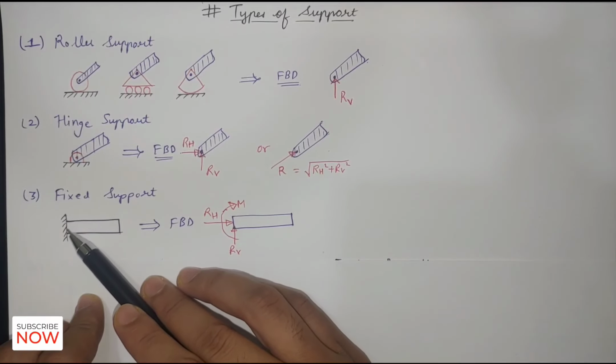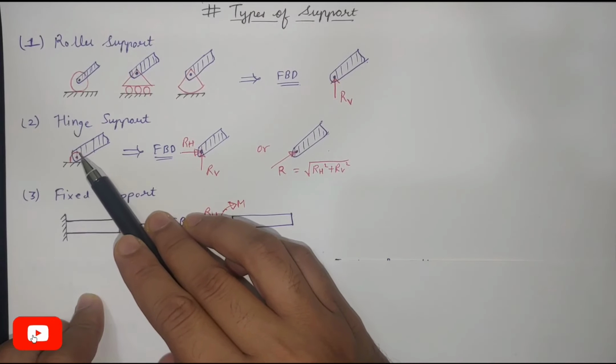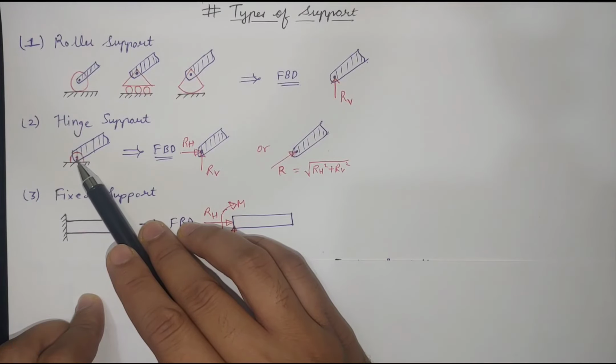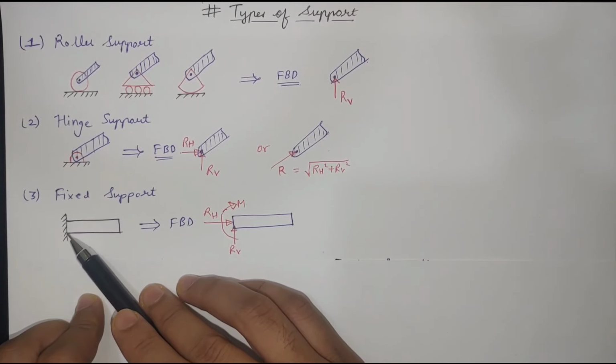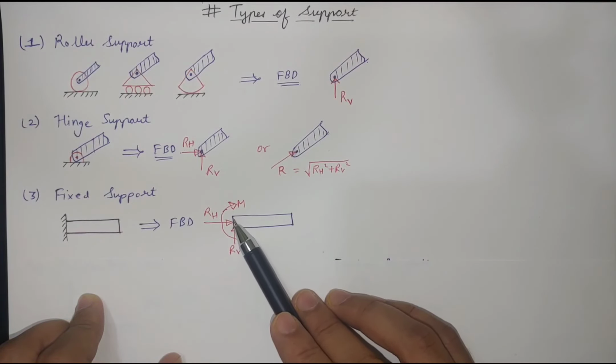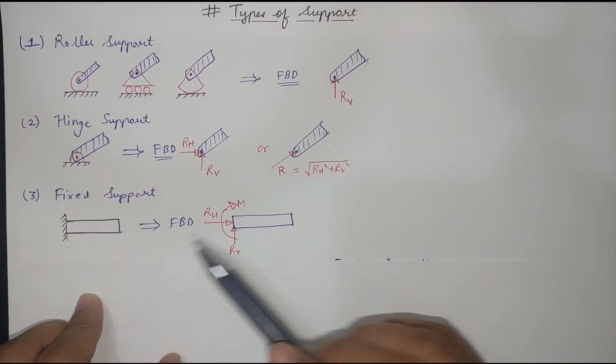Also, it is not able to move with angular motion. Like here the pin joint can freely rotate with respect to this point, but here there is no motion at this point because it is completely fixed. So we have to also show one moment which is generated at this point. So this is how we can draw the free body diagram of a fixed support.